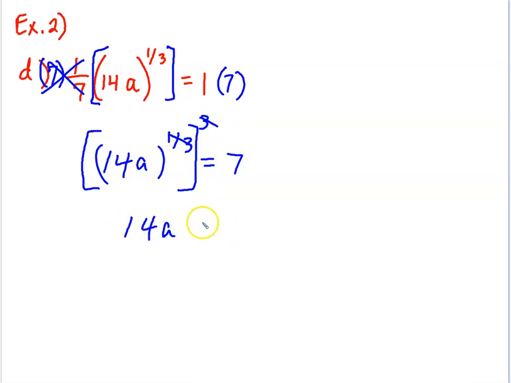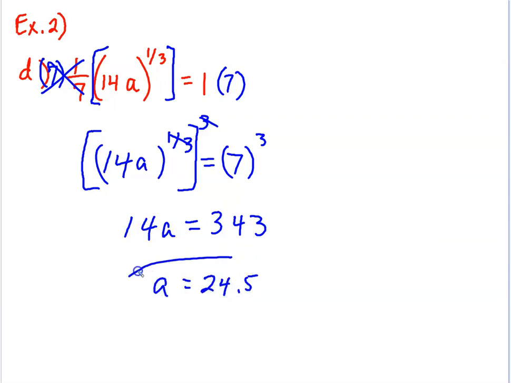14a, and make sure you raise both sides to the power. 7 to the 3rd is 343. And then when you divide by 14, you get 24.5.